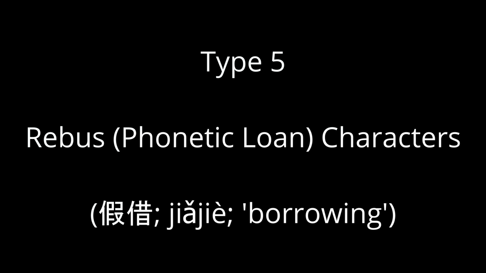The final two types of characters as described in Liu Shu are rarely talked about, and they're a bit more complicated than the previous four, so it can be a little bit harder to get your head around, but they still make up an important part of Chinese characters. So type 5 is rebus, or phonetic loan characters. In Chinese, jia jie, or borrowing characters.